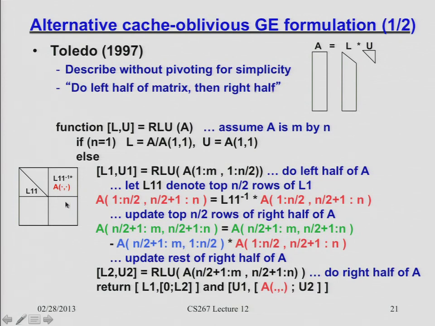And then finally, I have to update the trailing submatrix, and that's the same thing as before. I take that green submatrix, but I multiply the blue times the pink and subtract from the green. A single matrix multiply call, and I update the trailing part. And now I call myself recursively on the trailing submatrix, and I factor that into L2 times U2, and I'm done. Okay, and so that is the algorithm.